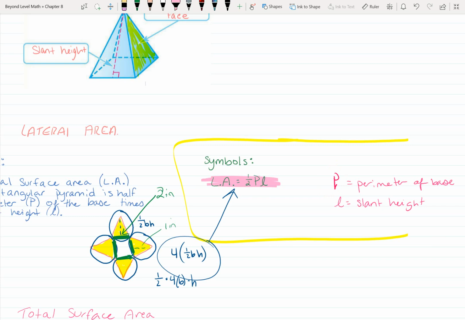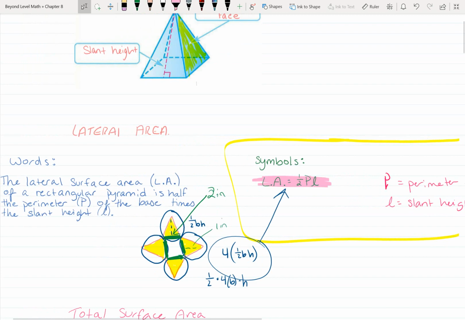All right, so that formula gives us the lateral area. So that gives us the area of all 4 of the triangles. But we also have to add it to the capital B, which is area of the base, and that will give us our total surface area.